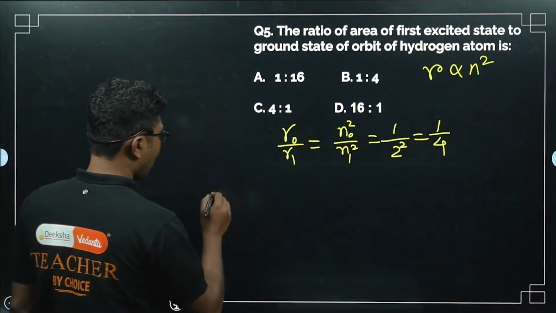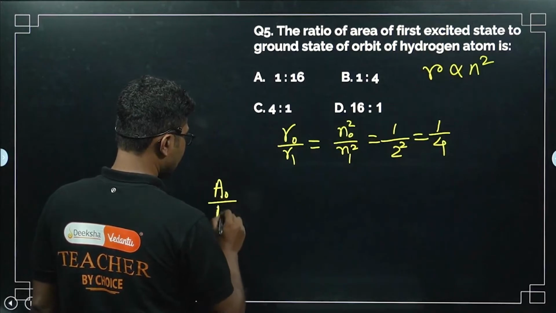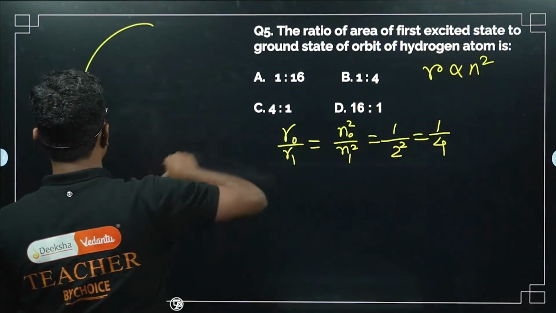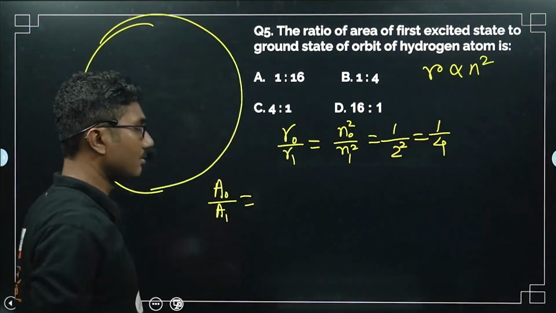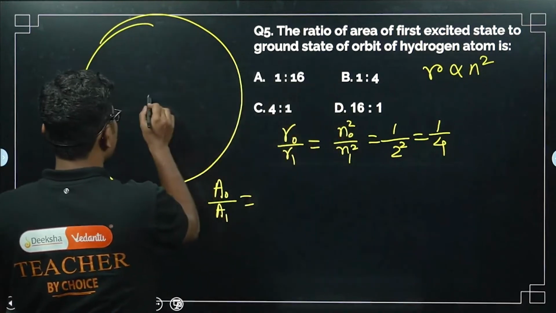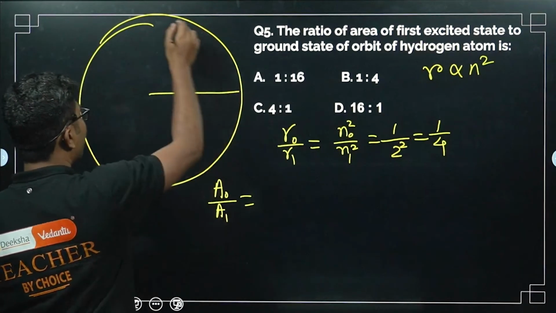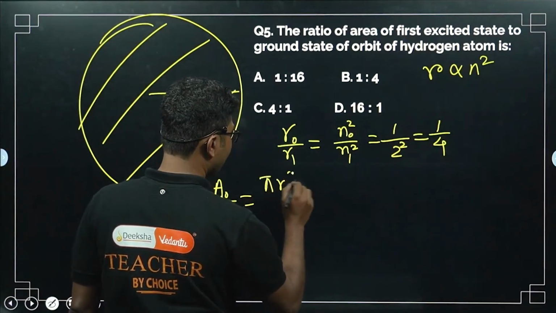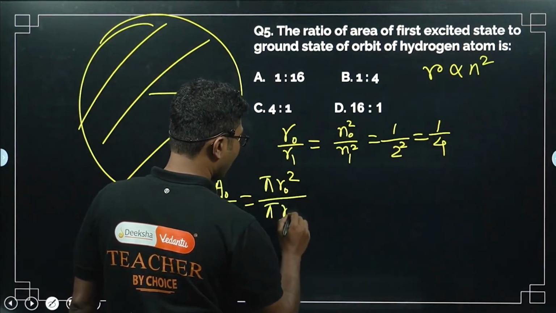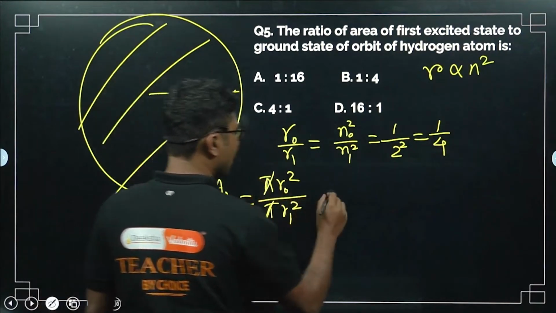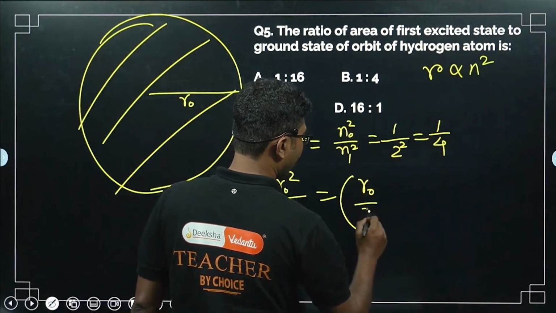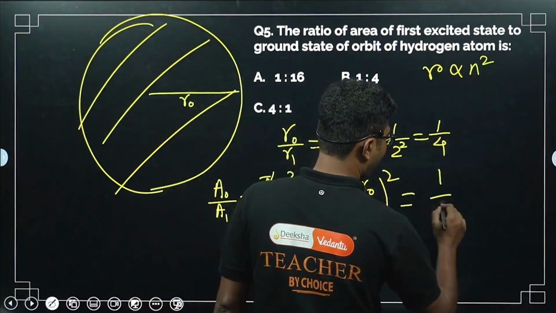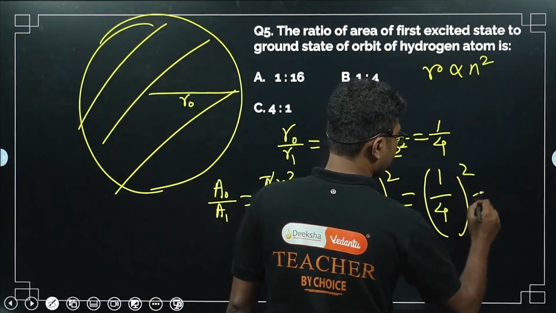Now what is the area? Area A0 by A1. Now let us find the area. So area is, obviously according to Bohr, the orbits are circular in nature. Okay, so the radius was r0. So what is the area for a circle? Yes, pi r square. In this case, pi r0 square, and in this case, pi r1 square. So pi cancels, and you can put r0 by r1 whole square. Now r0 by r1 is 1 by 4 whole square, that is 1 by 16.